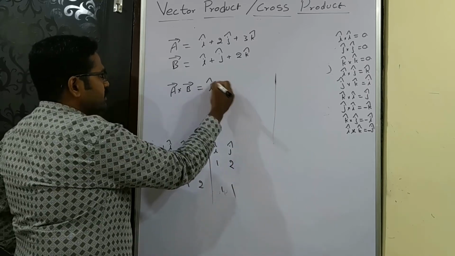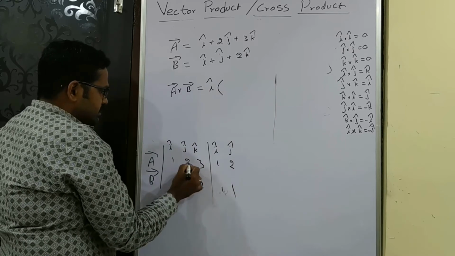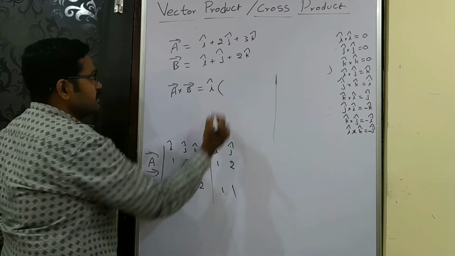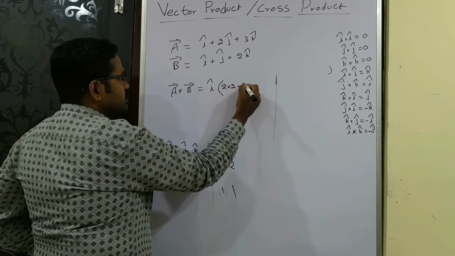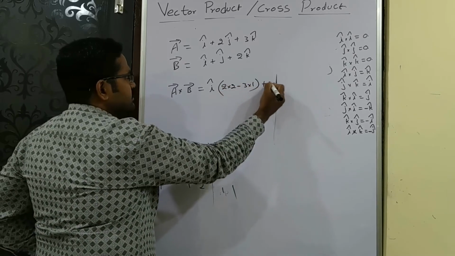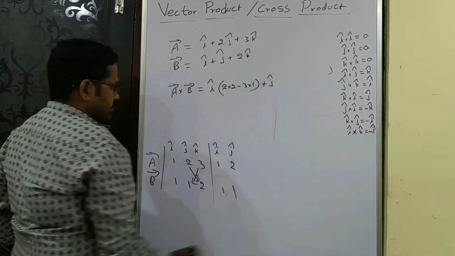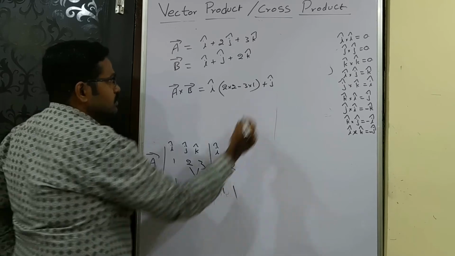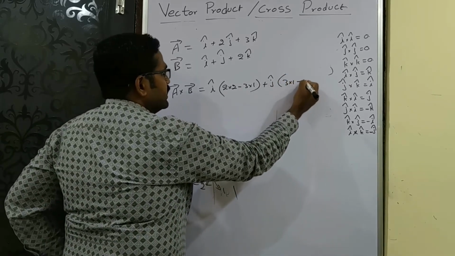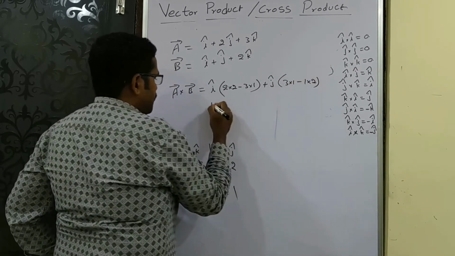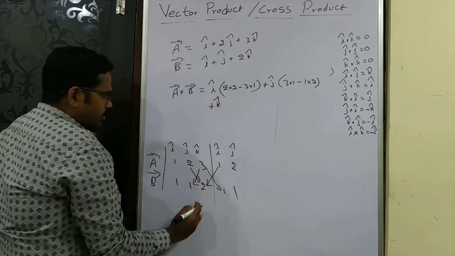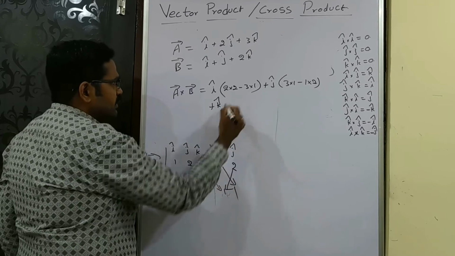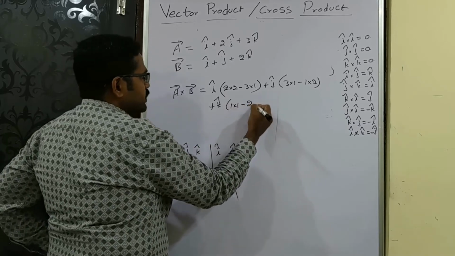So i cap into this into this, leaving i cap's components, 2 into 2 minus 3 into 1, plus j cap, 3 into 1 minus 1 into 2, plus k cap, leaving k components, I am taking the i and j components, 1 into 1 minus 2 into 1.